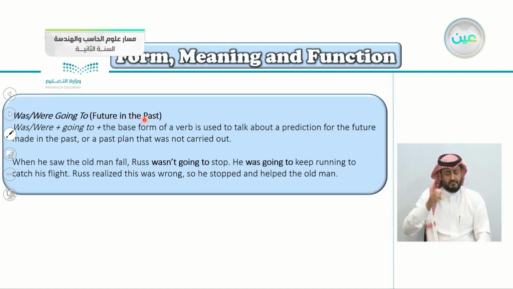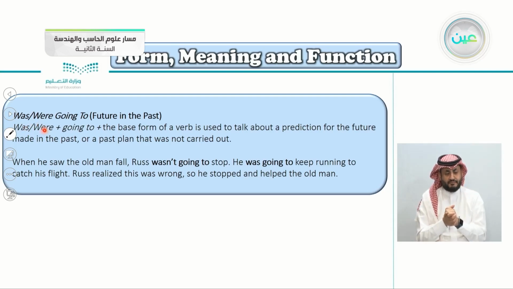Another part here: was, were, going to, future in the past. Let's read it together. Was, were, plus going to, plus the base form. I was going to meet him, for example. So we're talking about the future in the past, of course.